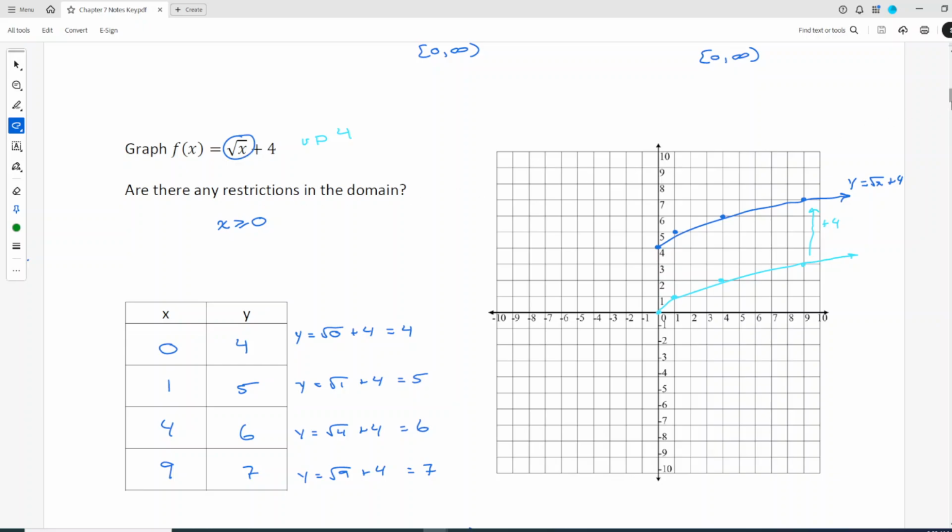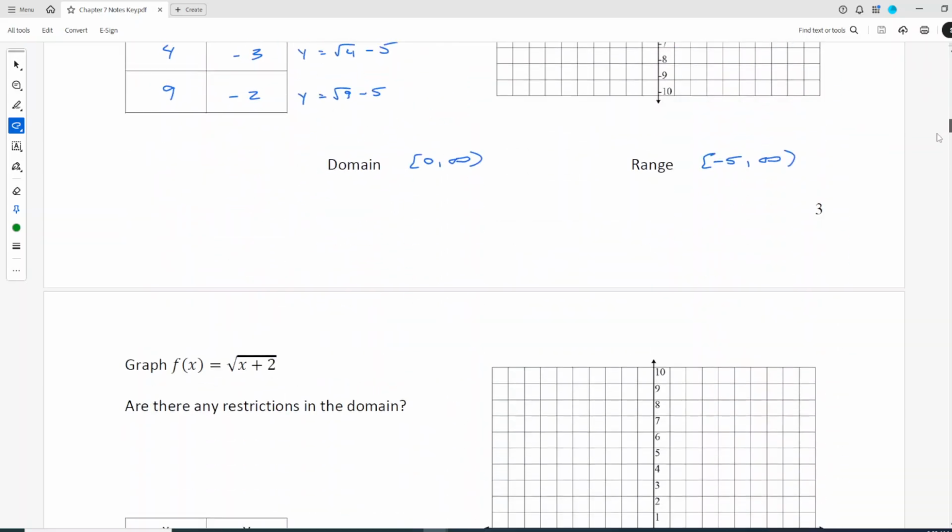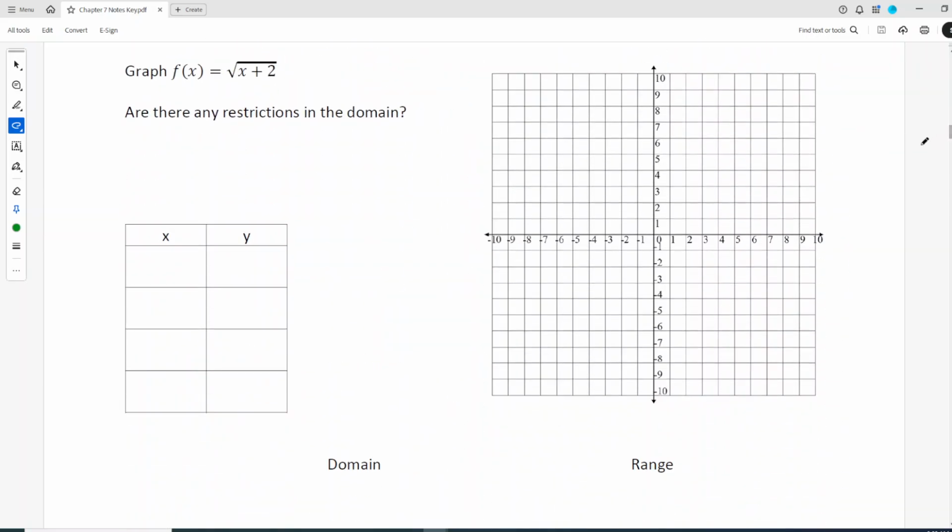What we're going to transition into now are some equations that look like this, where instead of the plus 2 being after you take the square root, the plus 2 is going to happen before you take the square root. So the biggest thing that is going to change is the restriction in the domain. So it's still true that you can't take the square root of a negative number, which means that this x plus 2 has to be greater than or equal to 0.